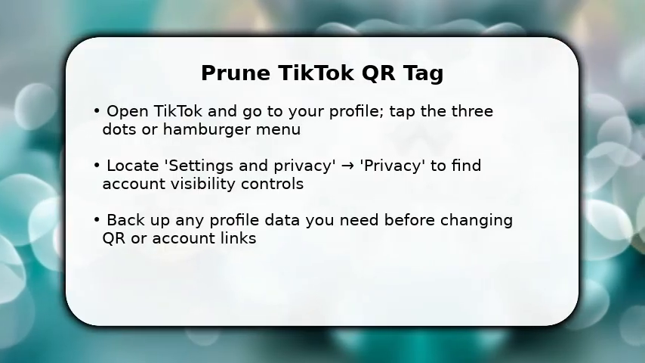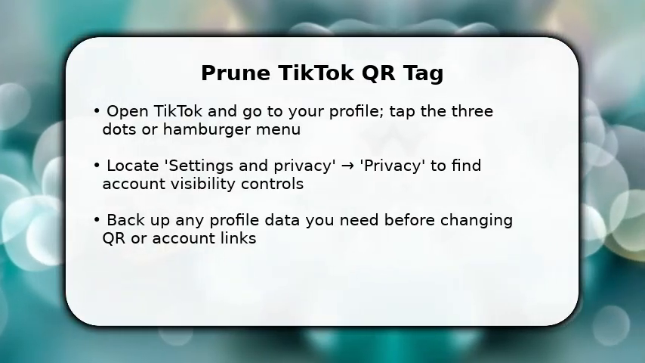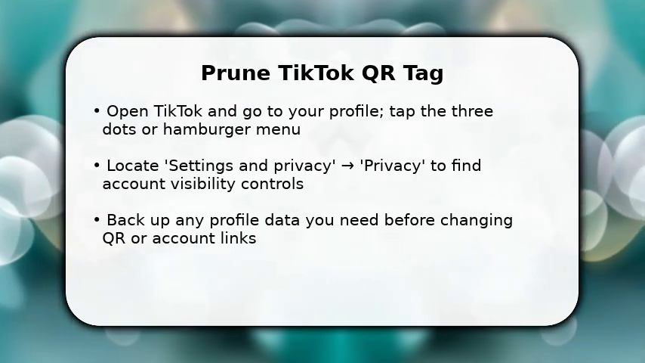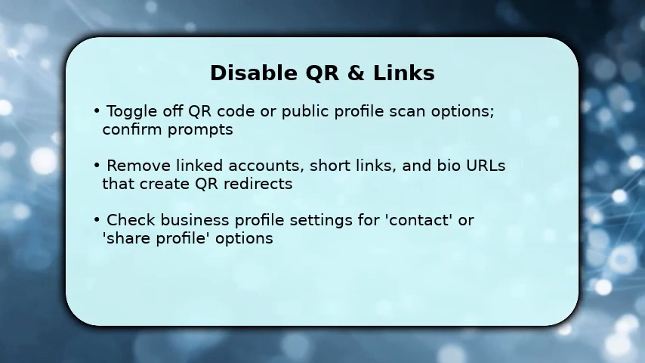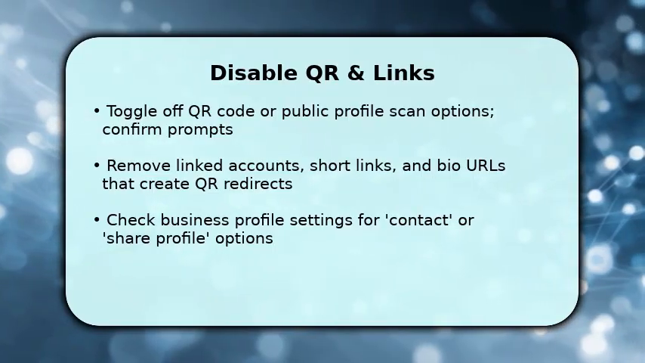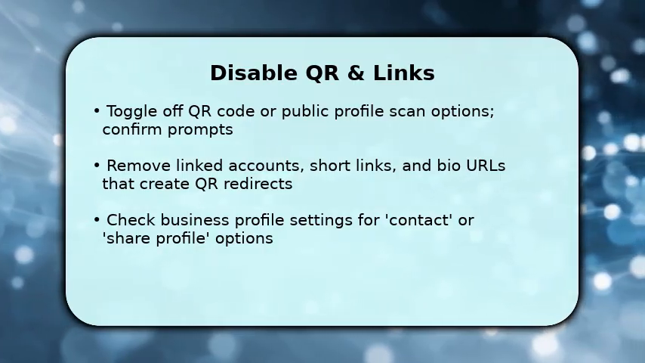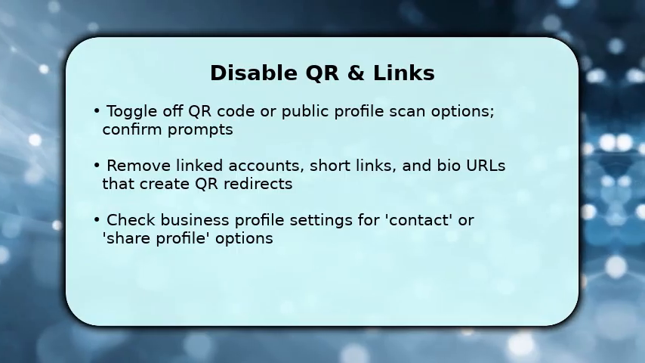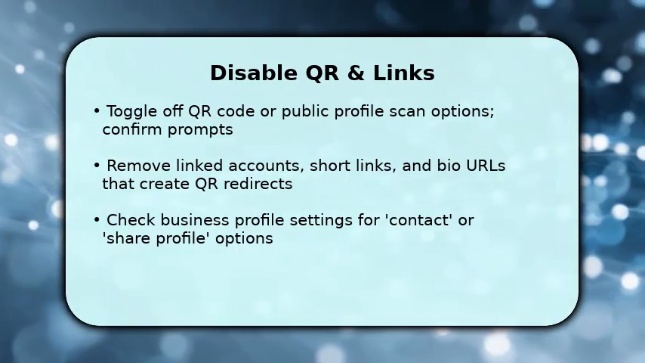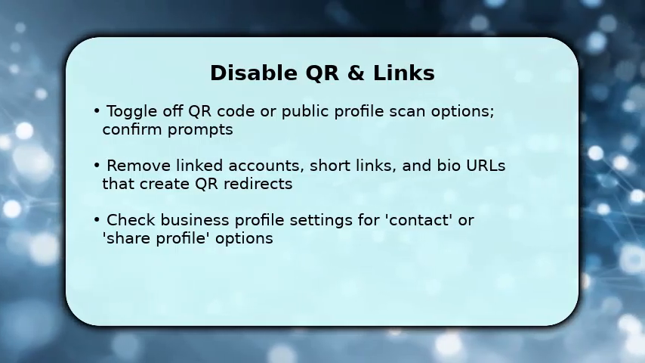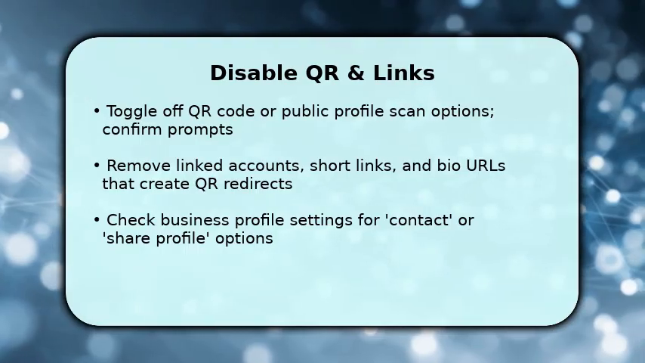Once you've located the QR toggle, prepare to switch it off and review linked accounts or third-party integrations that might regenerate it. Now, you'll disable the actual QR function and clear residual links. Toggle off the QR code or public profile scan options and accept any confirmation. Next, edit your bio to remove short links and unlink accounts like Instagram or YouTube. Those can recreate shareable redirect QR codes.